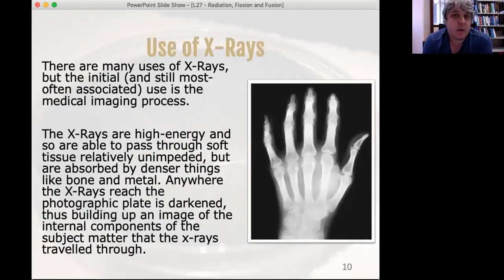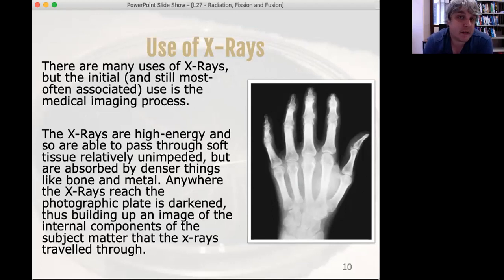X-rays, just one little comment on that, because people are aware of them. There are a lot of uses of X-rays, but the most common one is still the medical imaging process. X-rays are high energy. High energy photons can travel through soft tissue relatively unimpeded. So they can travel through your skin, fat, muscle without too much hassle. If there's a lot of it, then it might slow down a bit, or some of them might get absorbed, but a lot of them can still travel straight through.